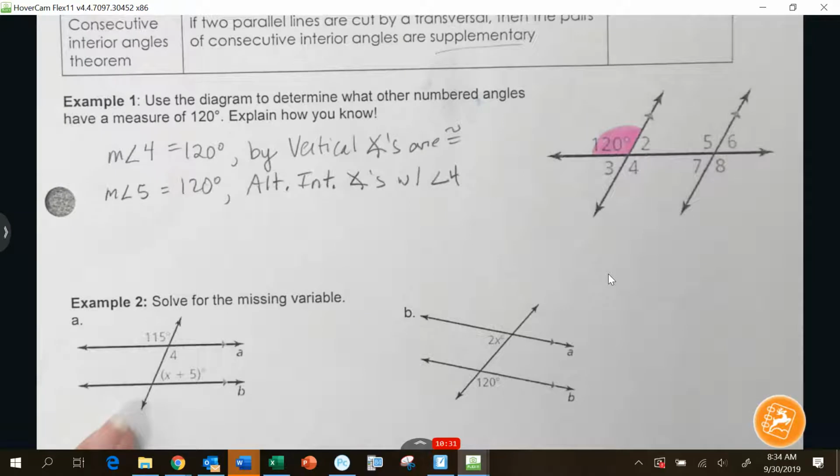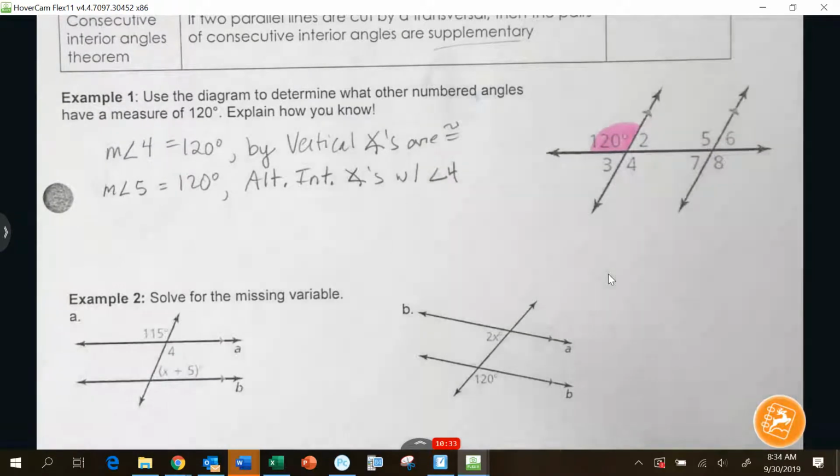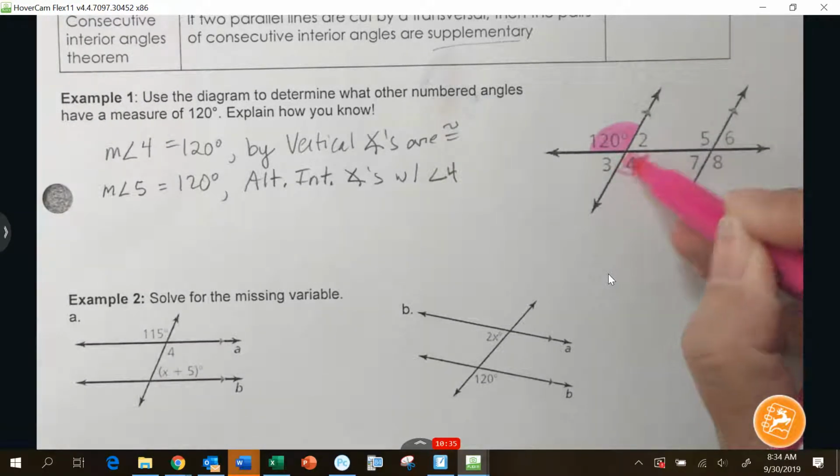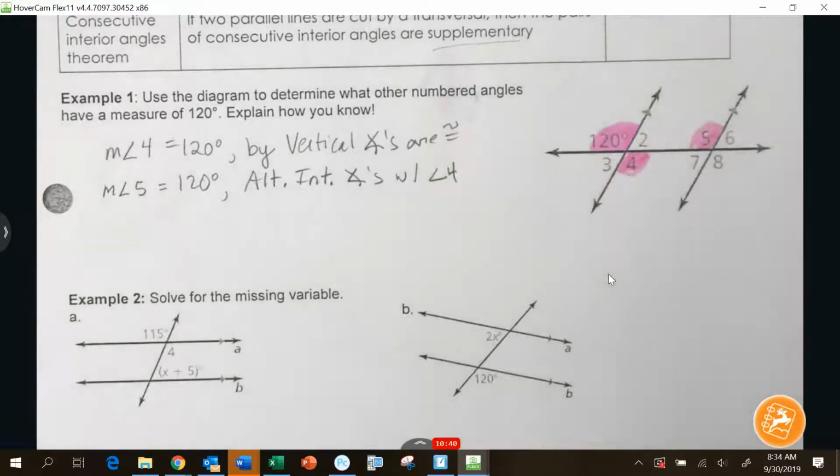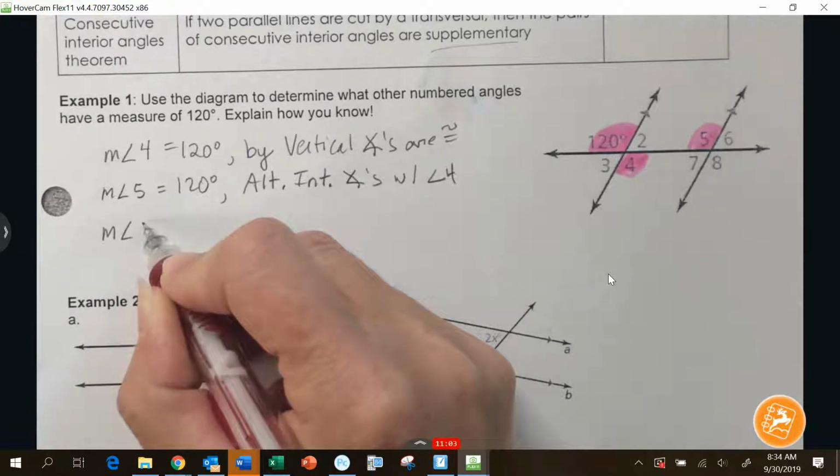Is that it? Here, I can color them so we can see. Is that the only ones that are 120? What else? Somebody else. Jay, do you know? What is 120 degrees that I haven't colored pink yet? Angle 8, okay. And why did you think that?